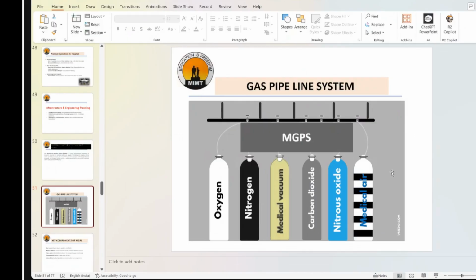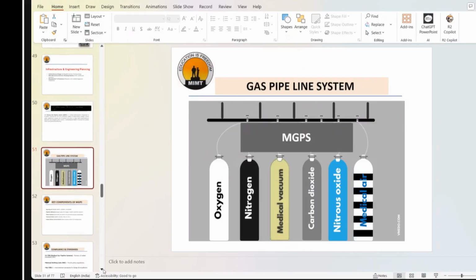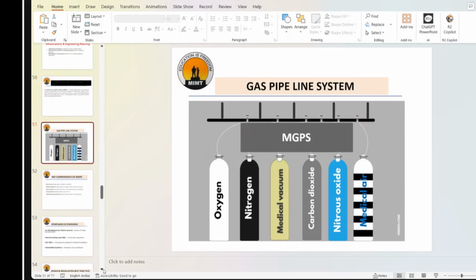So next time you go to the hospital, you just look at the gas pipeline system, कि कौन कौन से कलर का कहाँ पे जा रहा है. So it will give you some kind of basic understanding. And why is color coding important?